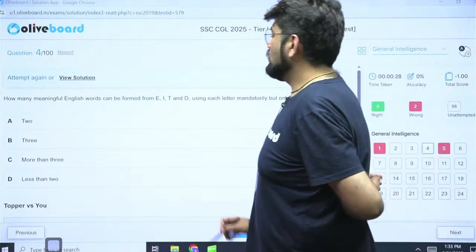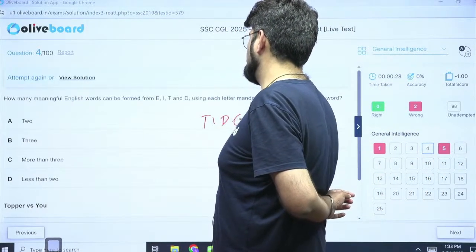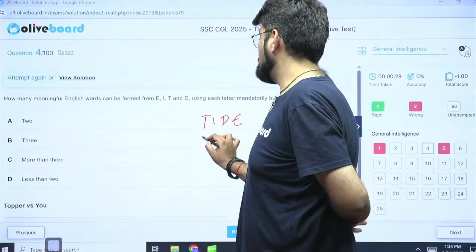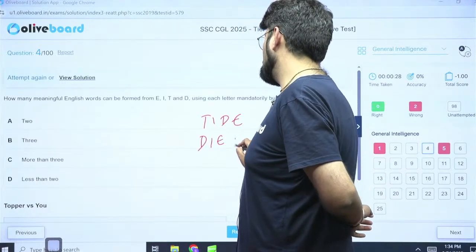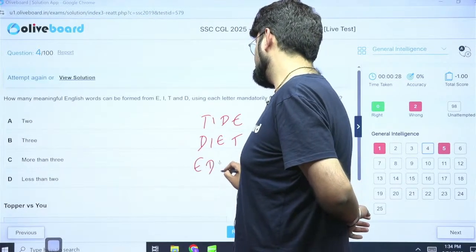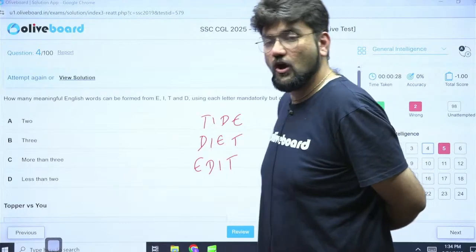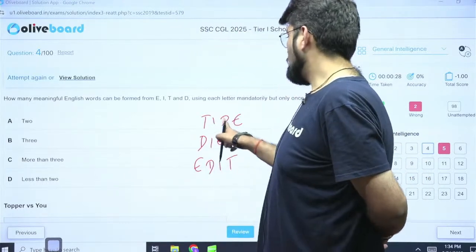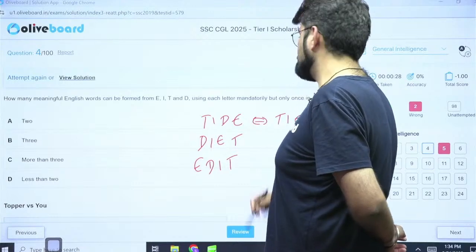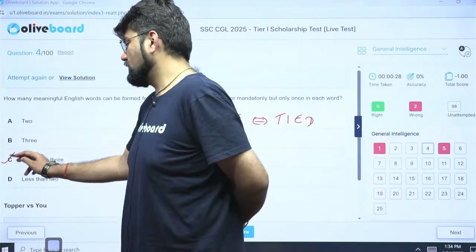So most of you, I am sure the first word which you make is tide. After thinking a lot, some students make the next word as diet. Then they move forward and they think edit. Mostly a lot of students stop here. From tide, you can also have TIED. So the moment you get one word here, more than 3 becomes your correct option.